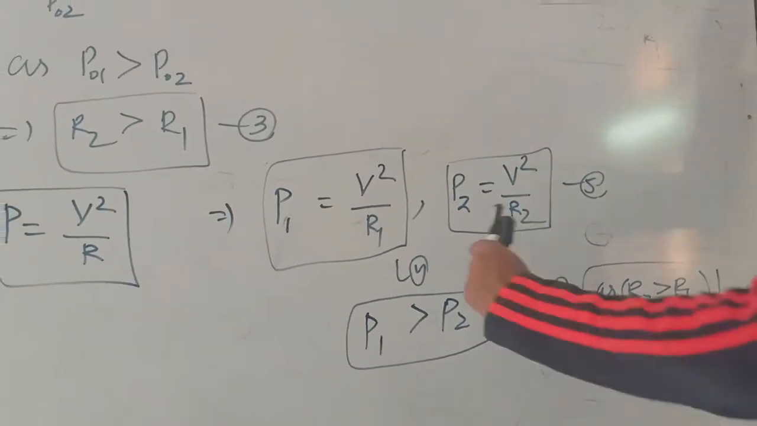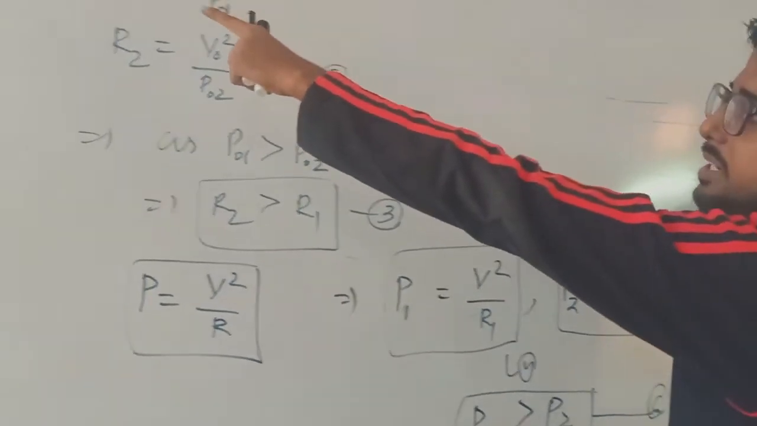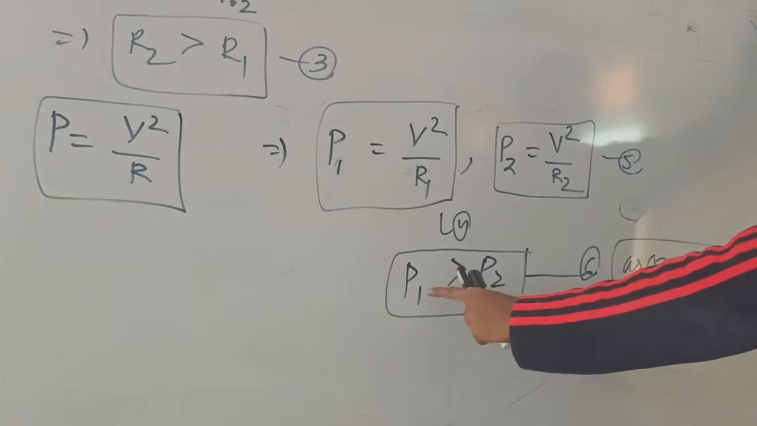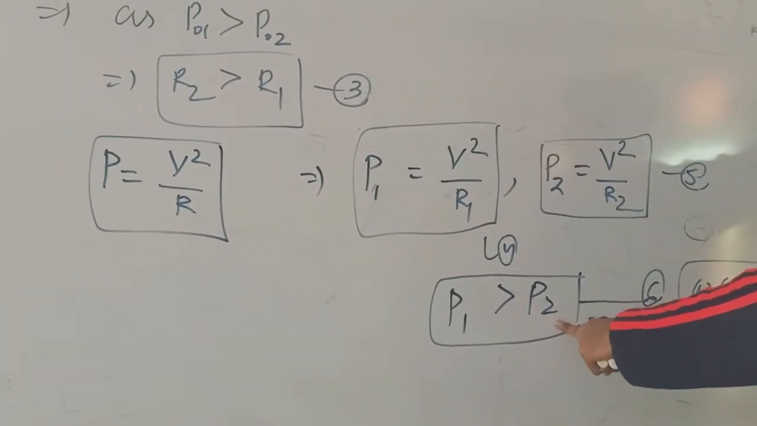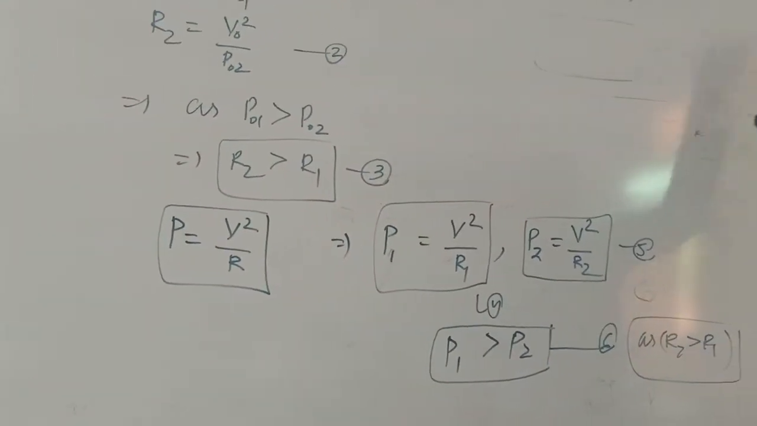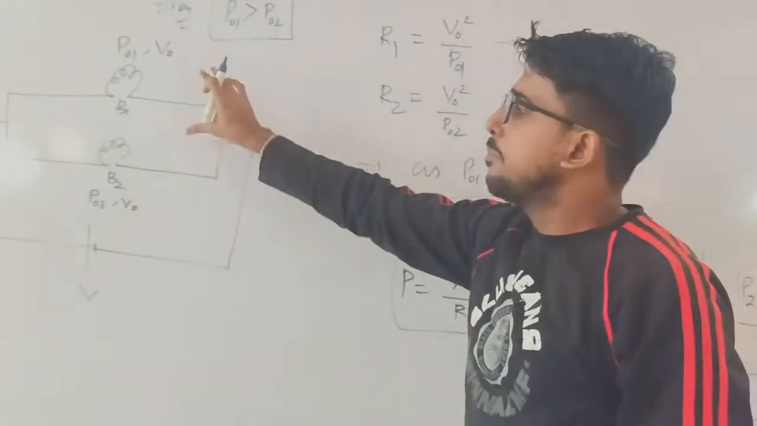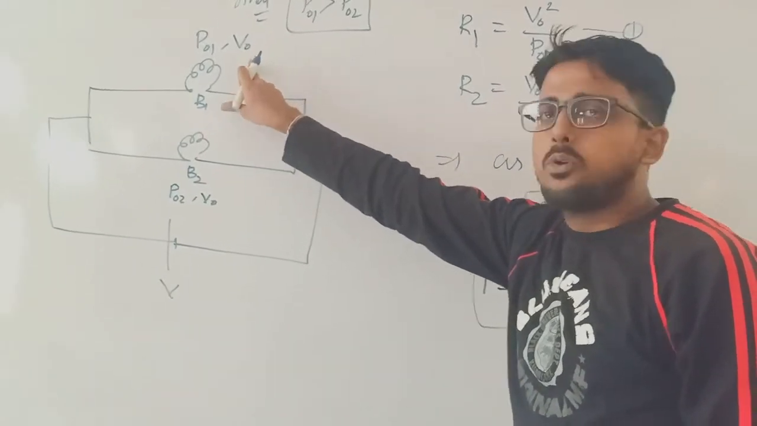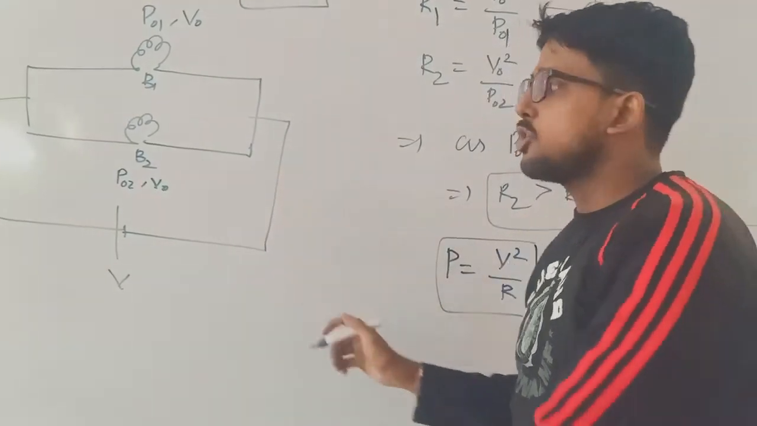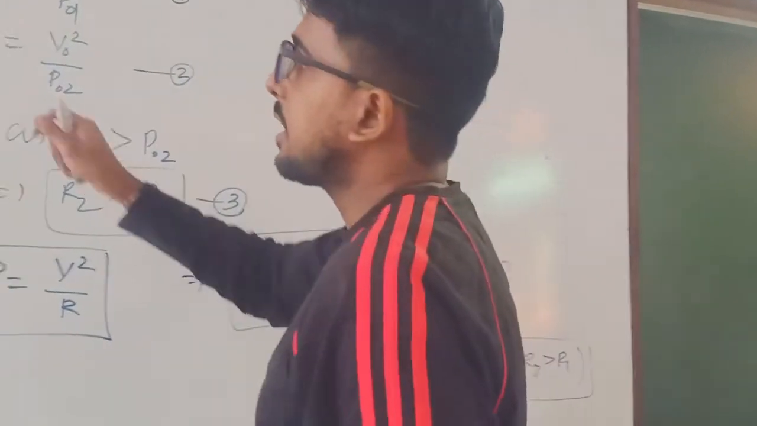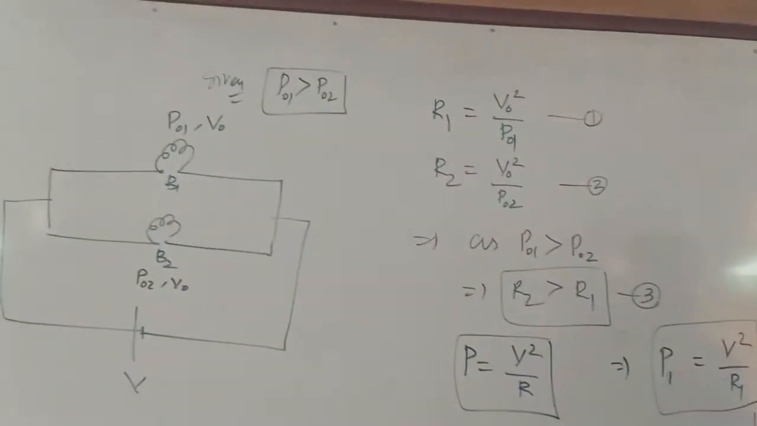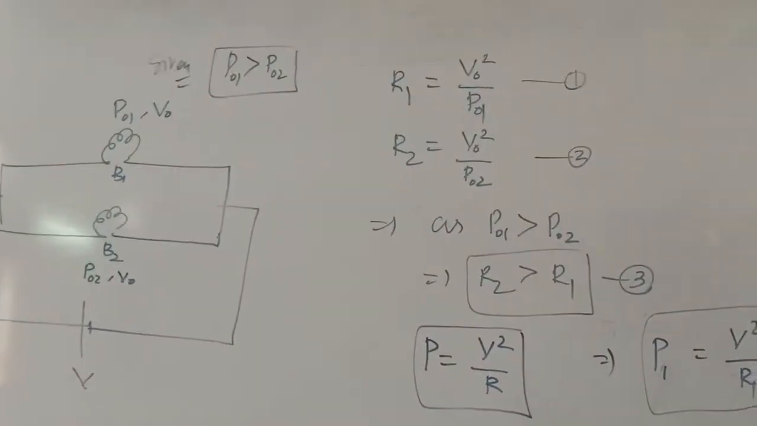So the given power rating of bulb 1 is more than bulb 2, and we have also found that the power consumed by bulb 1 is more than the power consumed by bulb 2. From these two relations, we conclude that when two bulbs of different power ratings having the same potential rating are connected across a potential difference in parallel, the power consumed by the bulb which has the higher power rating will be more than the power consumed by the bulb which has the lower power rating.